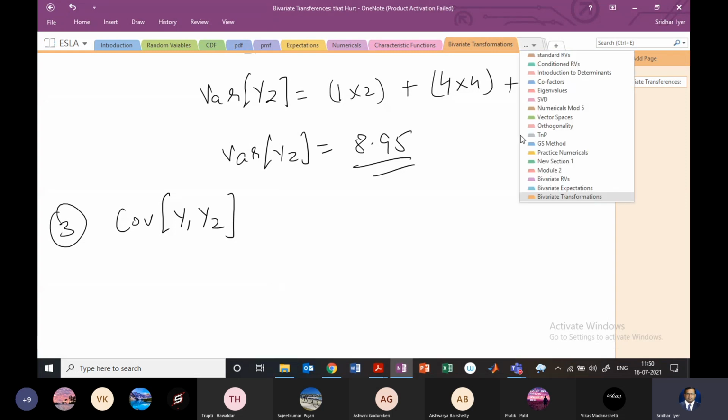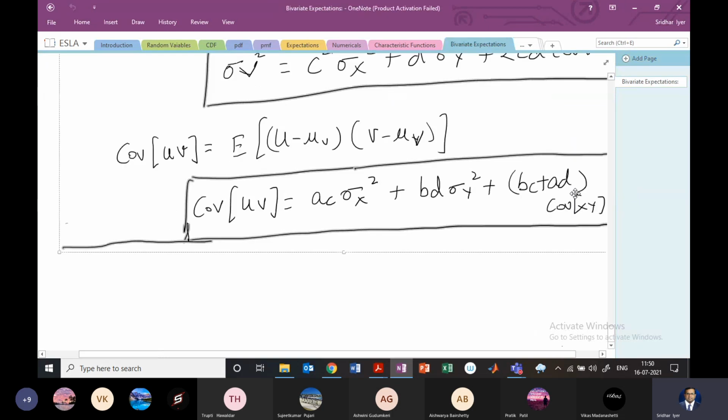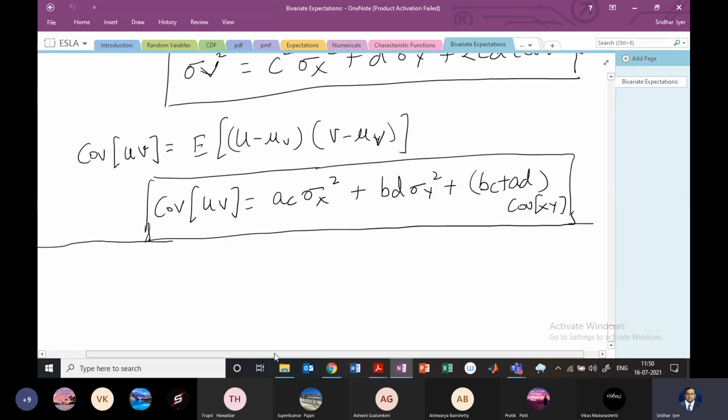Okay, so let me go back to the previous lecture's derivation which we had done, and I'll show you. So this is the equation which we are going to use, right? Covariance of UV. But in the numerical, we need to find the covariance of y1, y2. So only the parameters have changed, but the equation will be the same. So we'll have ac sigma x square plus b into d sigma y square plus in bracket b into c plus a into d covariance of xy, right? So this is a very important equation. We have already derived this.